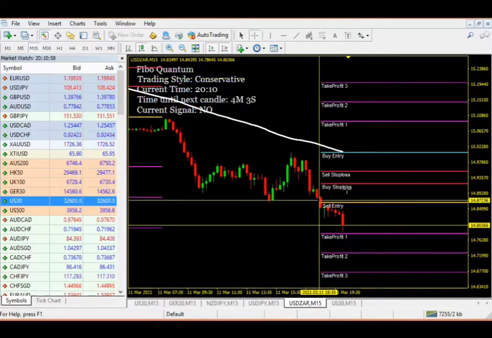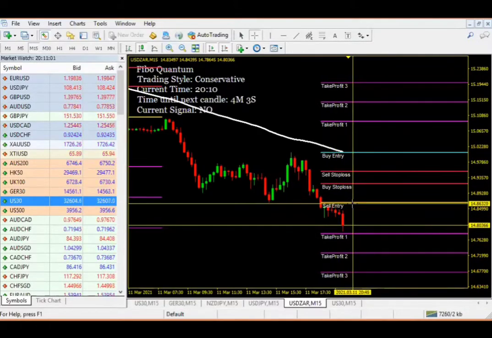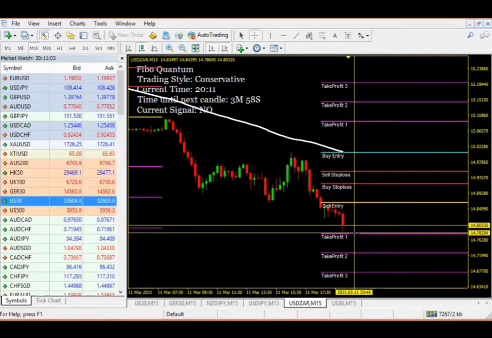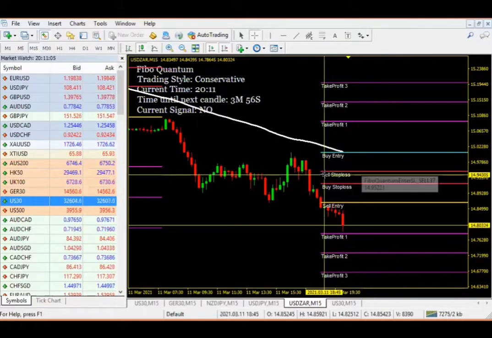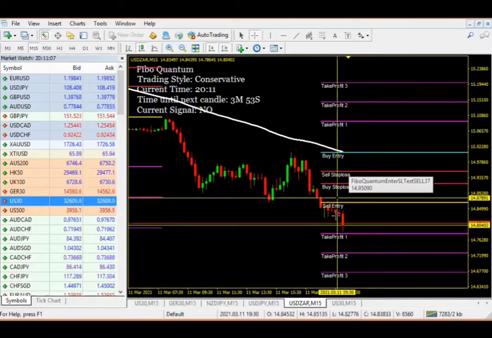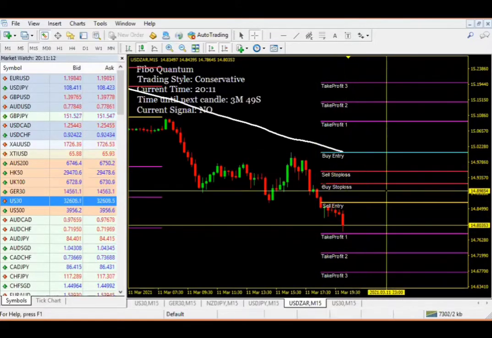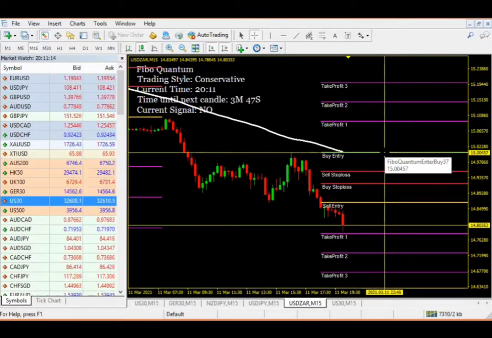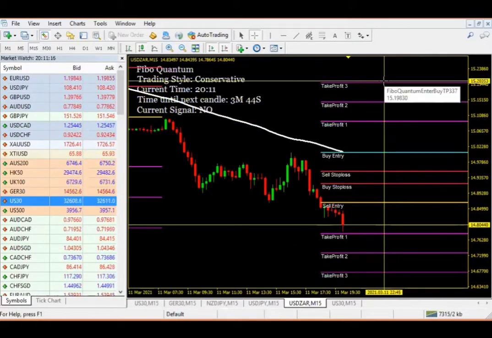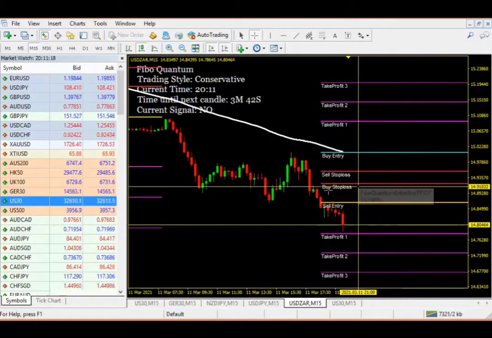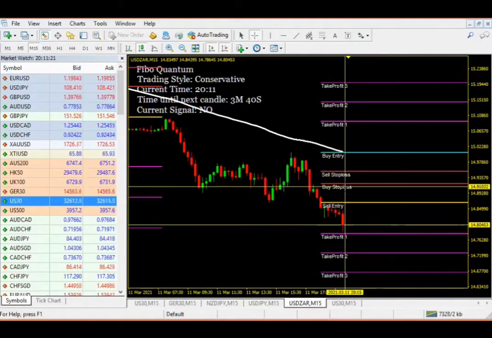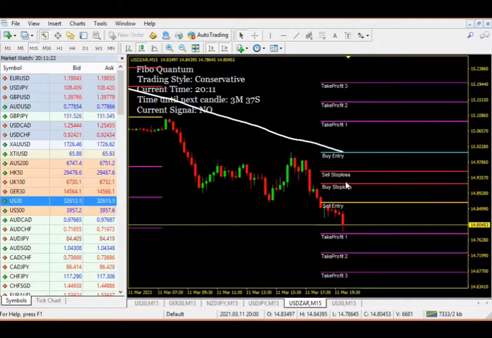Another thing, right now this is what was happening. The price breached the sell entry here, and there's take profit one. You put your stop loss where it says sell stop loss, and then take profit one, two, and three. If the situation were reversed and you were buying, you'd put your take profit levels where it says take profit one, two, and three, but you'd put your stop loss where it says buy stop loss. It doesn't get easier than that, guys.